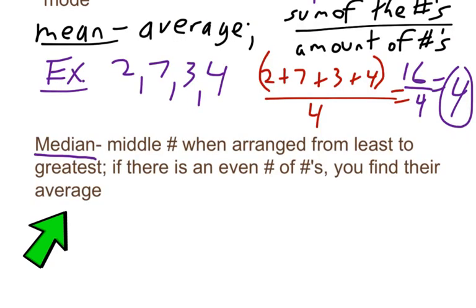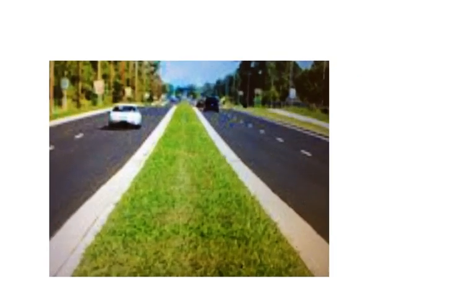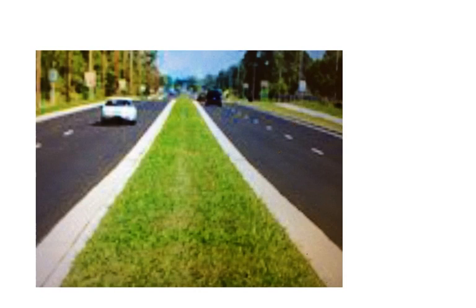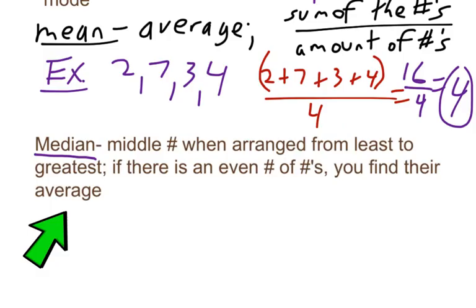Next we have the word median. And think of the median on a road. The median on a road is just that middle part here. It's the grassy area. So it's the middle of this divided highway. Well, in math, it's the same thing, except it's the middle of the numbers when they're arranged from least to greatest. So if there's an even number of numbers, you find their average.